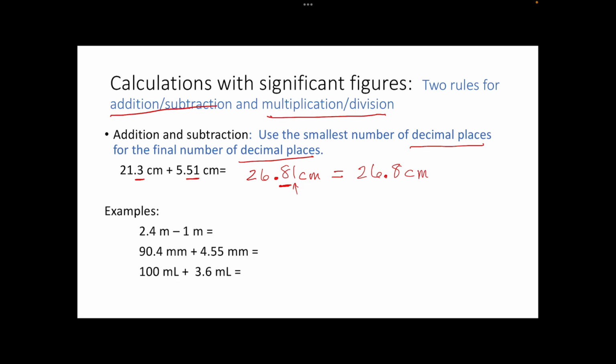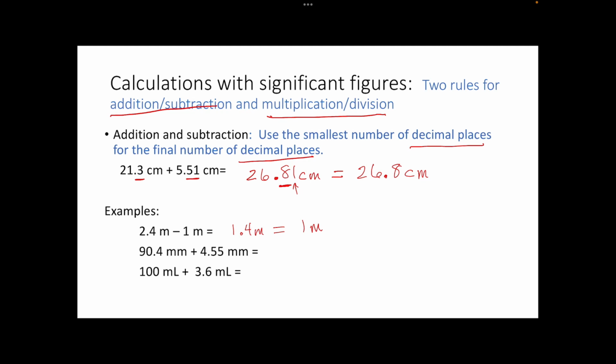All right, so here's some more examples. Once again, if you want to, you can work these on your own, pause me, work them, and then start again to check them. If we take 2.4 meters minus 1 meter, that gives us 1.4 meters. Now, considering significant digits, we have 1 decimal point here and 0 decimal points here, so we need to drop this. Our final answer is actually just going to be 1 meter.